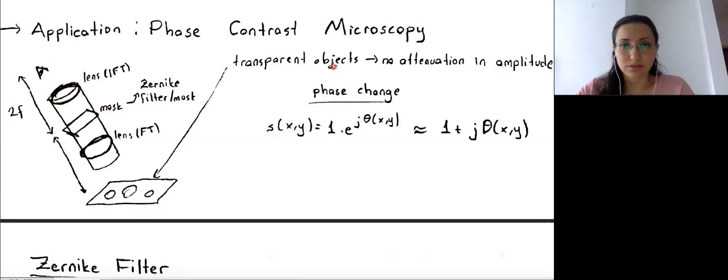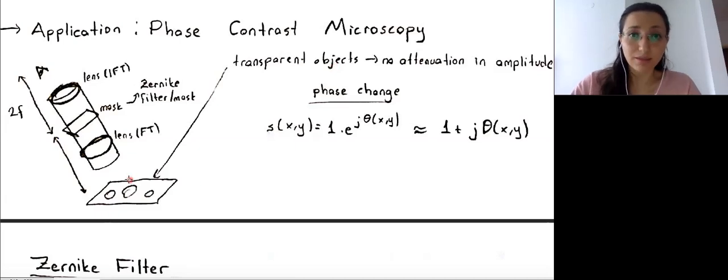We cannot see transparent objects. The reason for this is our eyes only see the intensity of the objects. And if there is an object that only changes the phase of the light, we cannot see those objects. Okay, we have such a transparent object here, and with this microscope, our goal is to see this transparent object.